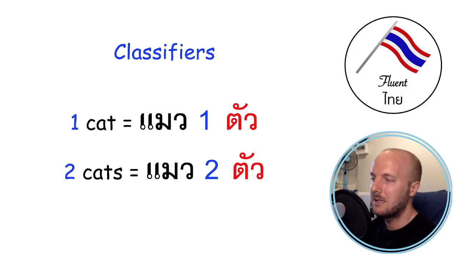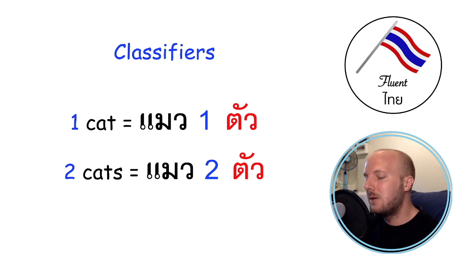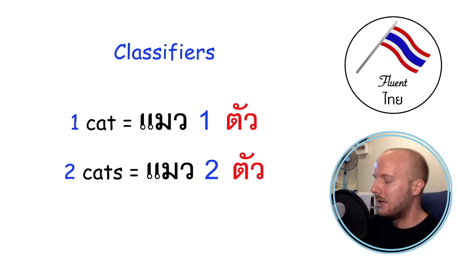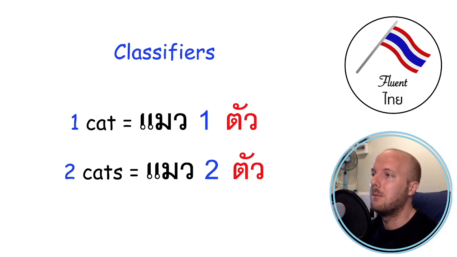And then for two cats, they're saying cat, two, and then classifier for cat, or cat two bodies, if you like. So every noun in Thai has a specific classifier. And what happens is they usually get categorized, and that's the way that you remember them. So dua, for example, is used for animals. It's also used for clothing and lots of other things.